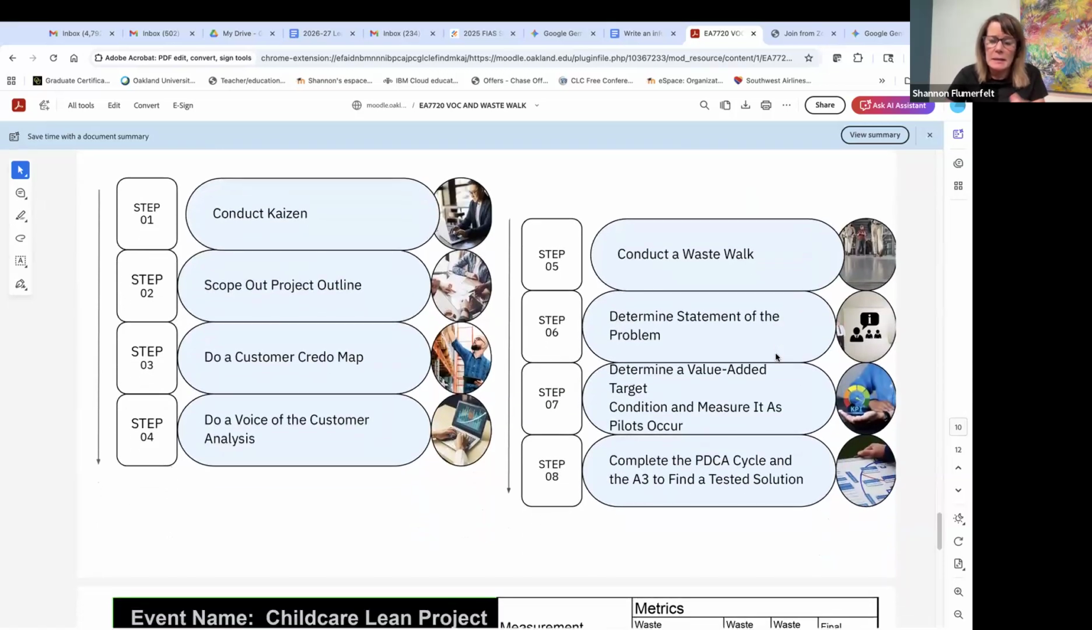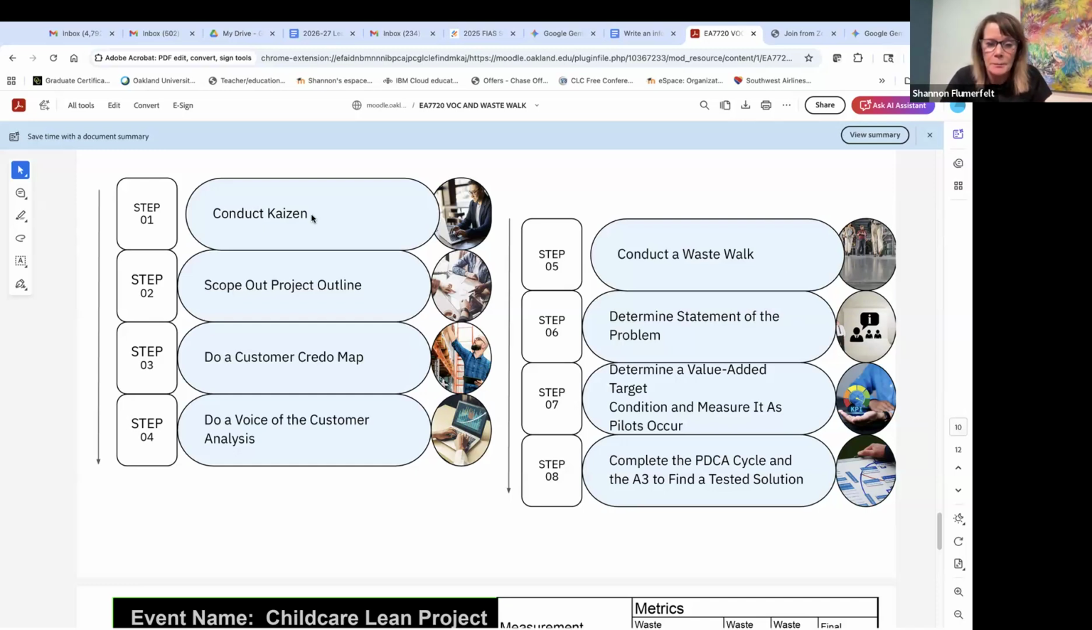So let's see, this is a possible flow. And again, these things can be moved around quite a bit. So, you do your Kaizen, right? And you're going to see, okay, what does this tell me about the project I need to do? Many of you already knew your Kaizen before you came in, but once you have your project, you want to get your credo map, get that voice of the customer analysis, do your waste walk. And again, these first 5 steps can come in all different orders. You could start with a waste walk.